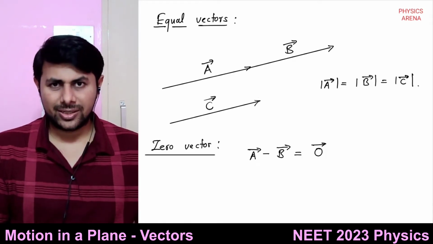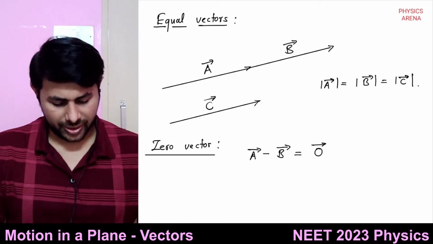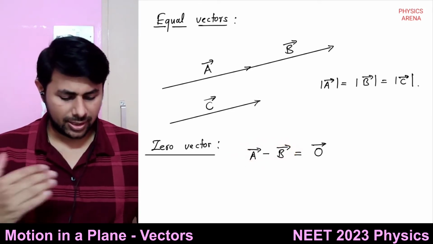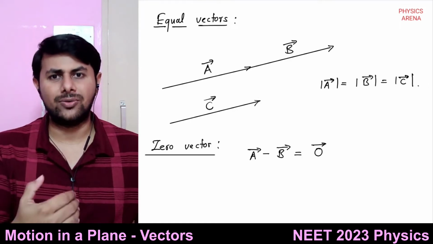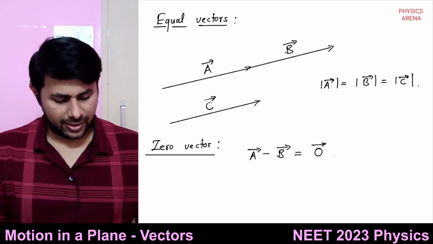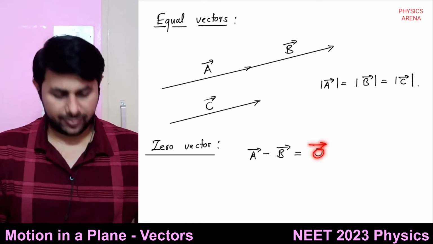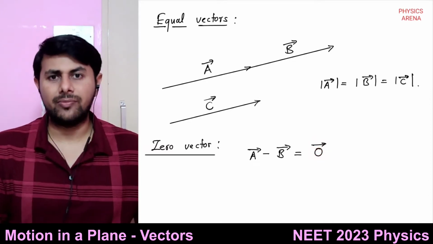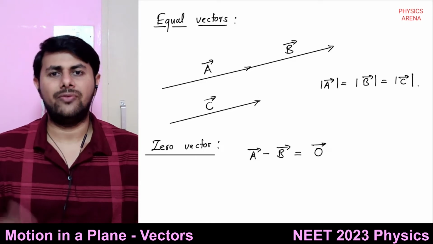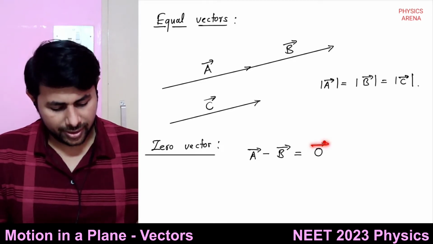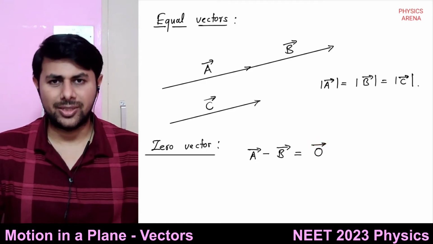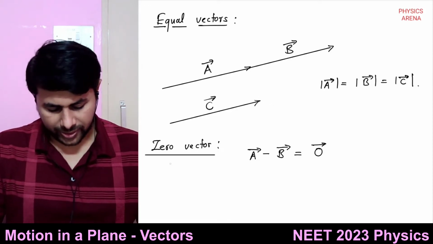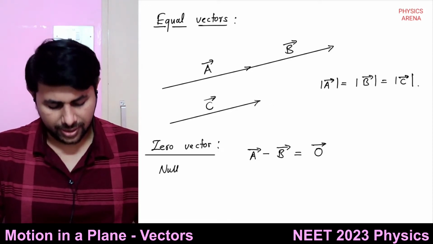But zero vector is a mathematical concept. Okay. So on the left hand side of the equation, you have vector quantities. On the right hand side of the equation, you must have a vector quantity, right? So this is a zero vector. So just to say that the zero we got from a mathematical operation on vector quantities, we put an arrow on top of the zero and it is known as zero vector. It is also known as null vector.